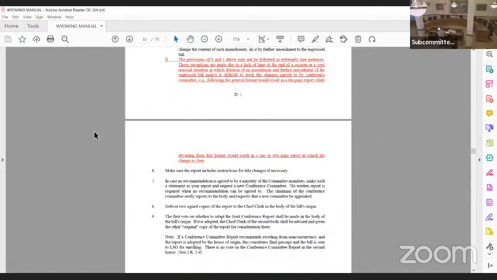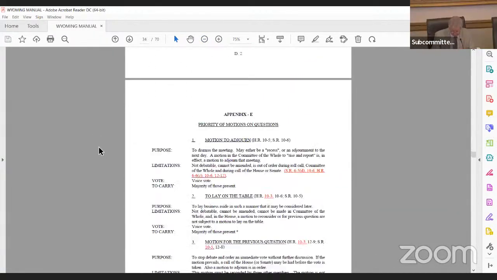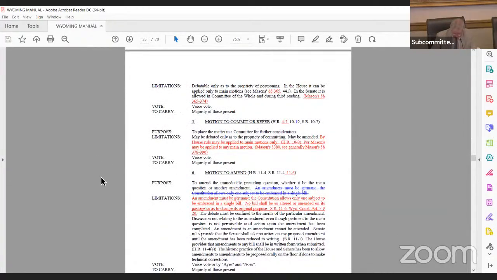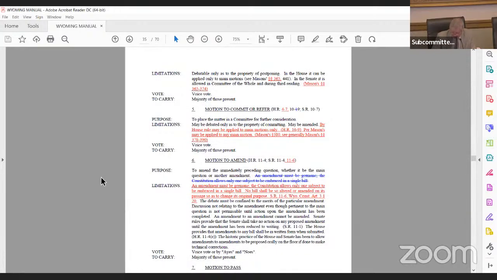Mr. Chairman, I'm on to E2. We had this discussion earlier. We put it in the motion to amend, and this is whether an amendment is germane. The Constitution only allows a single subject, and we put in the reference to Senate Rule 11.6. We had that discussion earlier. Mason's would say this is not a point of order, but that's not how the Wyoming legislature has taken it. Anyway, we put that issue in the appendix on motion to amend.